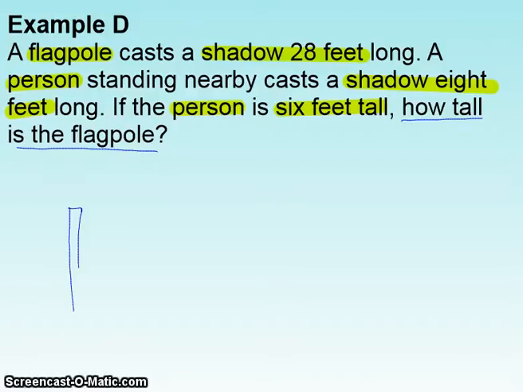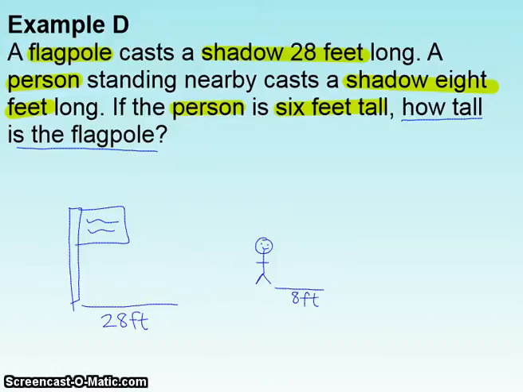So the very first thing I can do is I can create a flagpole. It doesn't have to be anything perfect. My flagpole casts a shadow, and my shadow is always on the ground, so that shadow is going to be 28 feet long. And then it says a person, so let's draw a little person. My person is casting a shadow of 8 feet long. Shadows are always on the ground, so 8 feet long. And then it says my person is 6 feet tall.